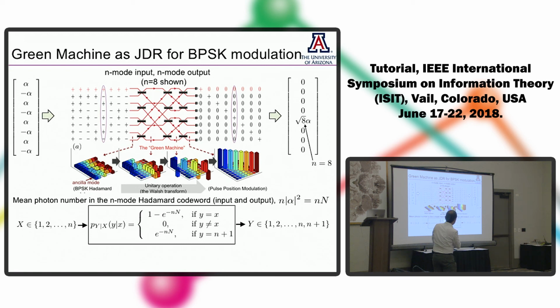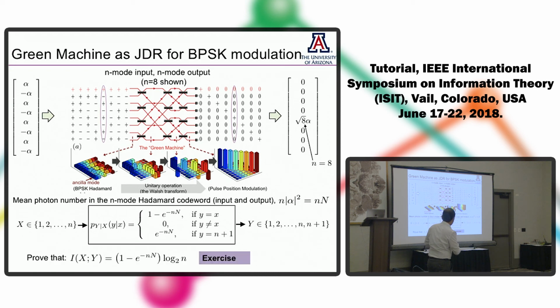And if I do get a click, then I have the right output, which is the case when my input is the same as the output. So y equals x with this probability 1 minus e to the minus nN. And I'll never make a wrong detection. This is what the second line is showing. So I will never say 4 if 1 was sent.